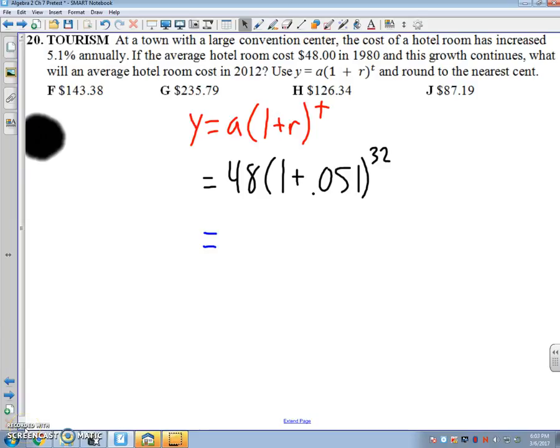Alright, last problem, 20. So one more word problem. They gave us the formula right here. y equals A times 1 plus r to the t. There's growth of a hotel. Its cost was $48 in 1980. It continues to grow 5.1% annually. Find the price in 2012.